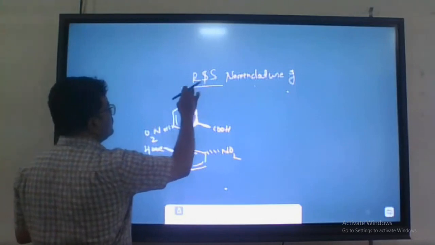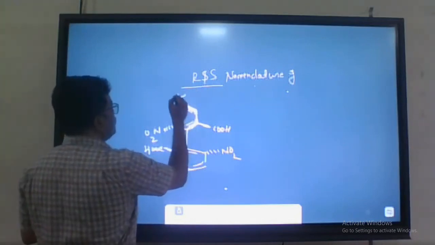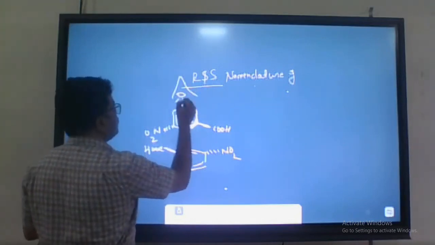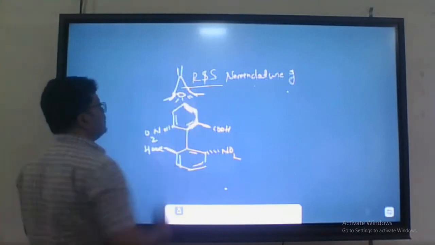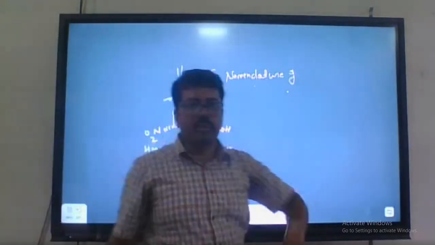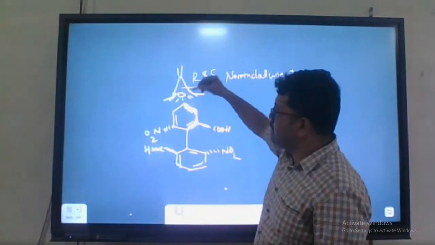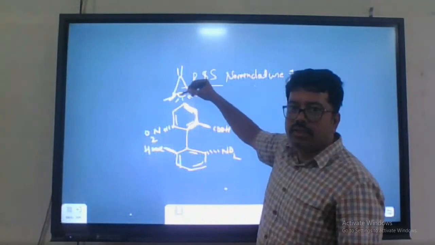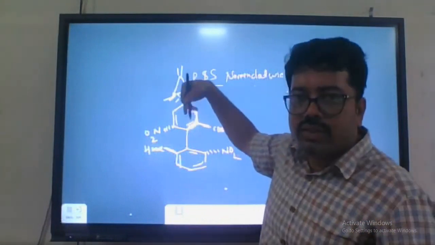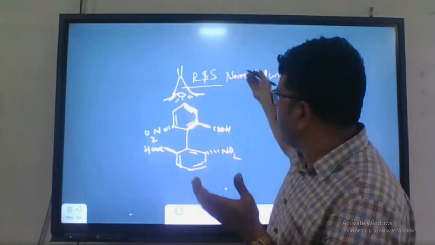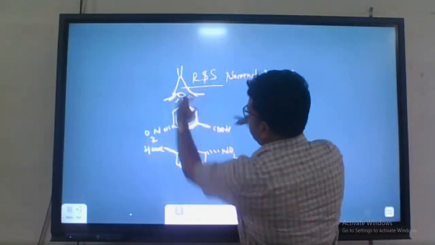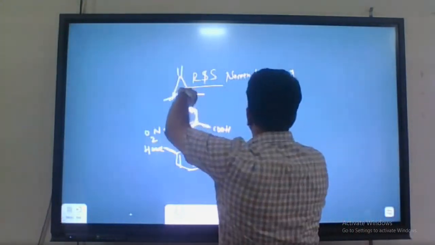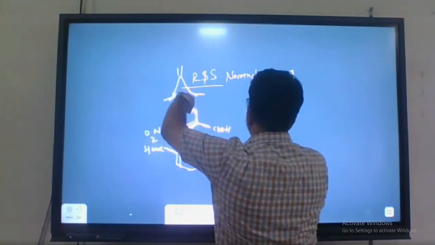We see from this side. From this side, upside, A comes first. So A is, on the right side, what you see from this side is NO2 on the right side.